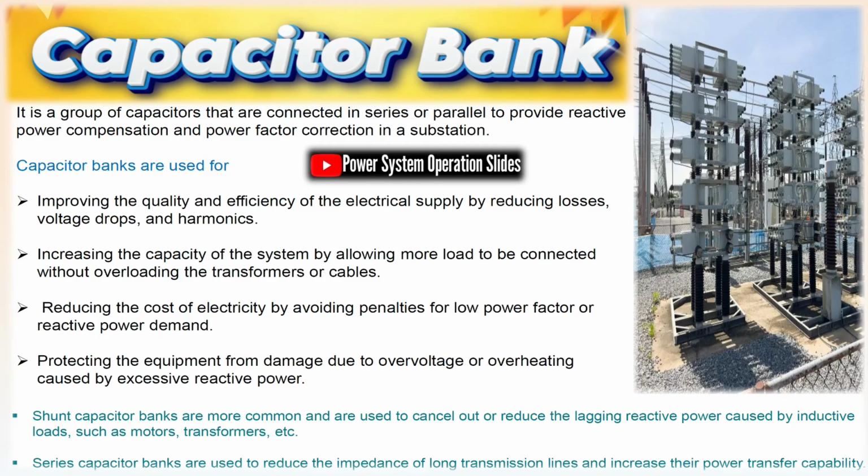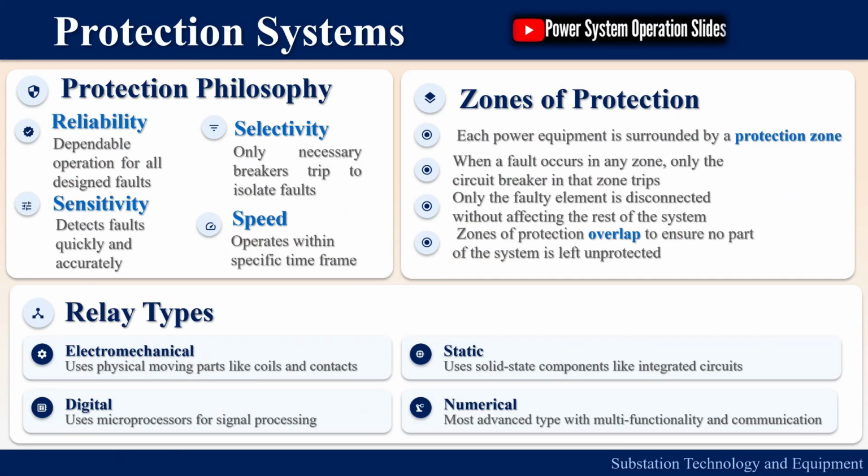Double bus double breaker. Each circuit has 2 breakers connecting to 2 buses. Offers highest reliability and uninterrupted maintenance capability. High cost and space requirements limit its use.